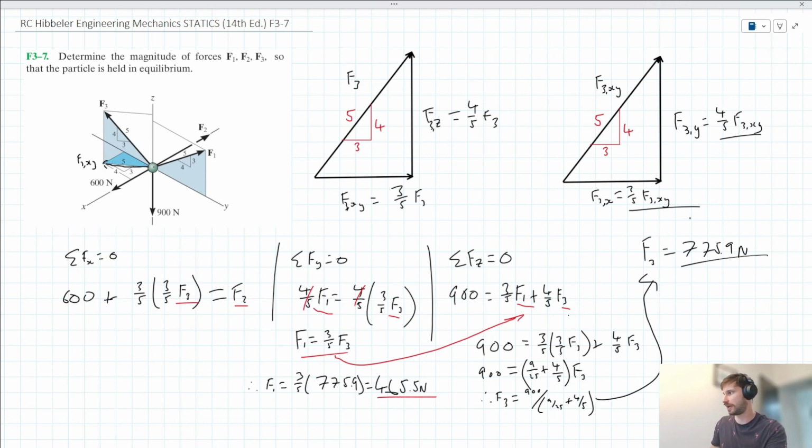Okay, so we have our F3, we have our F1. The only thing left to solve for is our F2 here. What we could do is we could take our value for F3 and substitute it into this first equation here. So we can say, therefore, F2 is equal to 600 plus, let's just call it 9/25 of F3, which is 775.9, which gives us a value of 879.3 here. Okay, so these are our solutions.